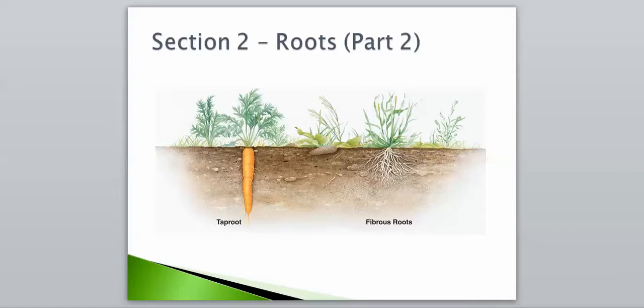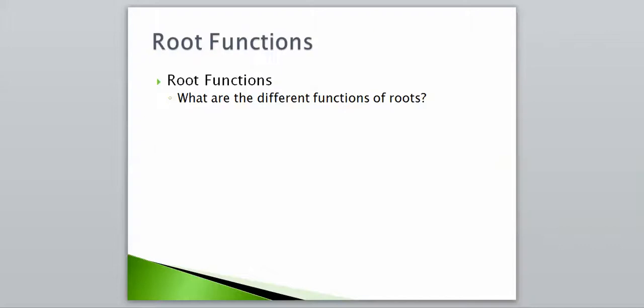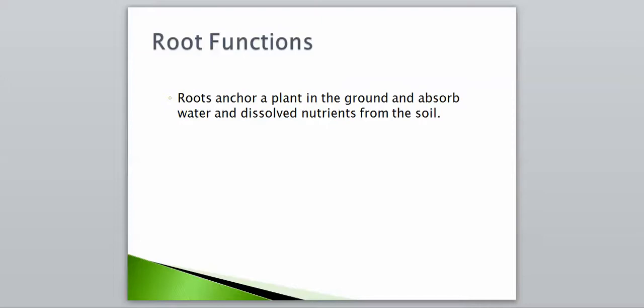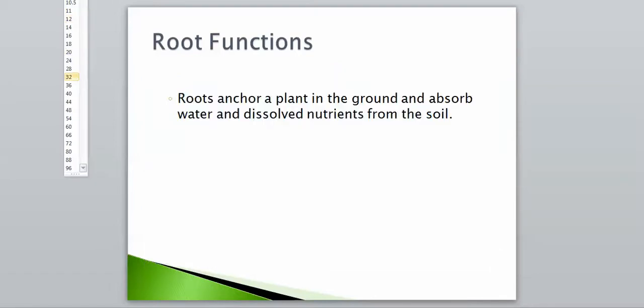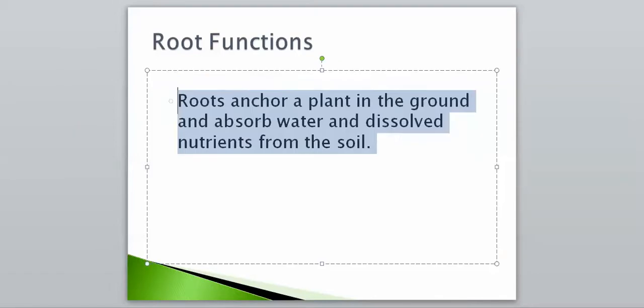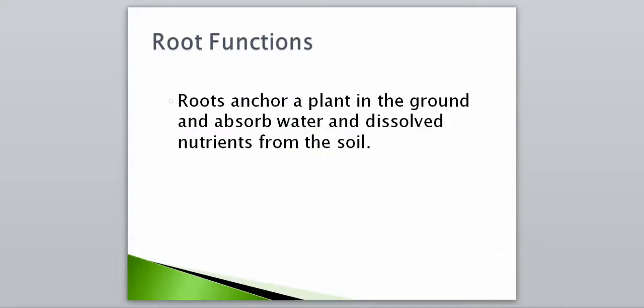Okay, Bio 2, we are continuing on with roots. Remember, this is section 2, and this is part 2. So the first thing we're going to look at in the second half of this section are the different functions of roots. The first function is that roots anchor a plant to the ground and they absorb water and dissolve nutrients from the soil. That's probably the most basic and simple definition that we all know. They anchor a plant to the ground and they absorb water and dissolve nutrients from the soil.